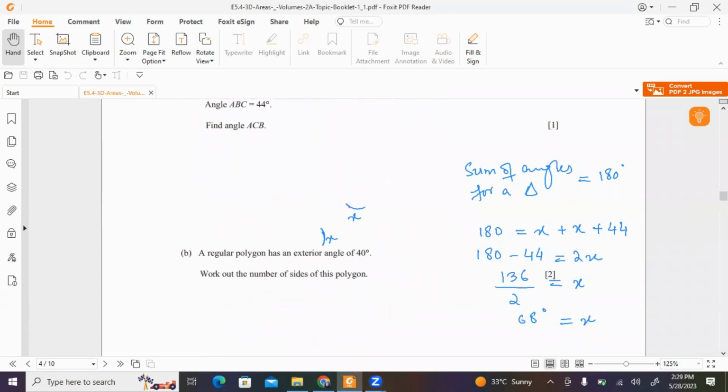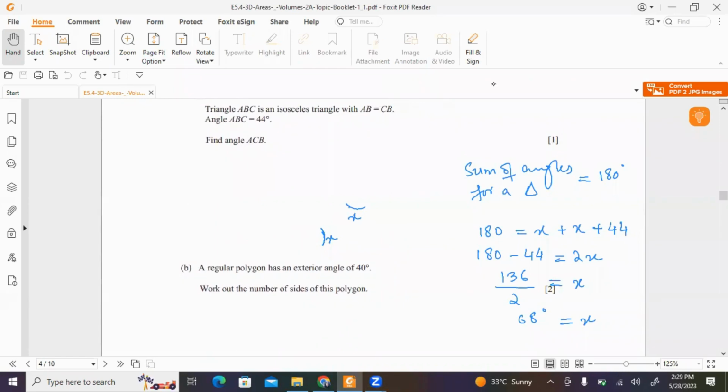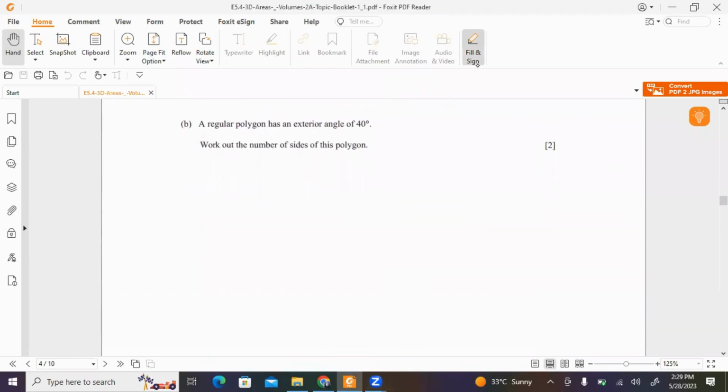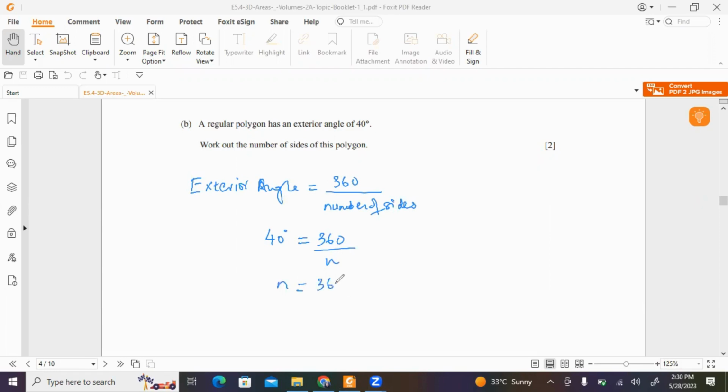In the next part, they're asking us, we have a regular polygon which has an exterior angle of 40 degrees. Work out the number of sides of the polygon. So for this, we have a formula. Exterior angle equals 360 divided by the number of sides, which means we will do 360 divided by 40 degrees, and n equals 9. So this polygon has 9 sides.